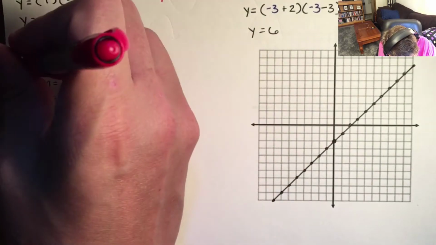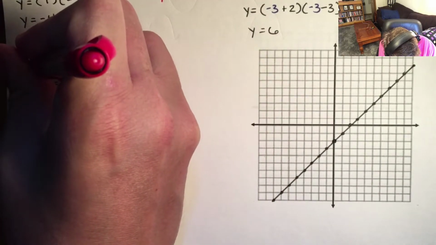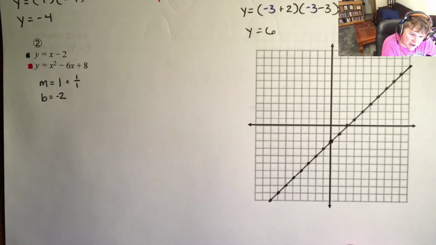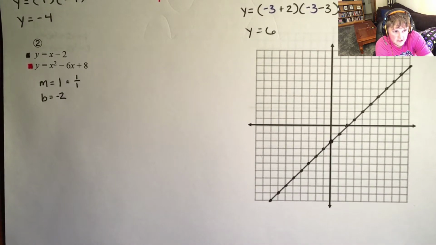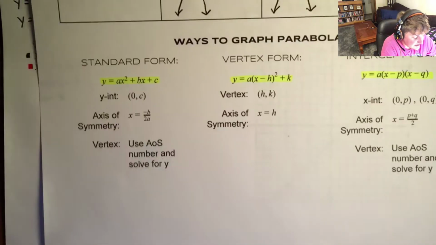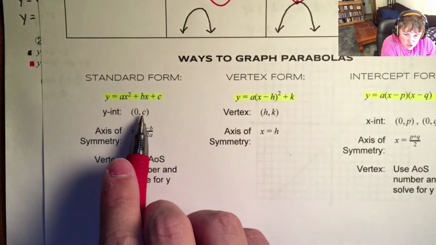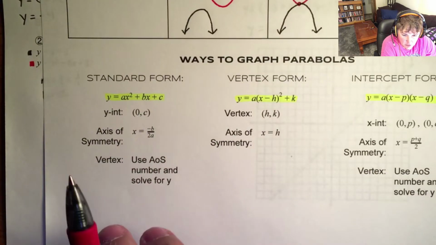Okay, so let's go ahead and do the bottom one. Bottom one will be done in red. Okay, so this is in red. It's in standard form. So when I take my sheet here and I look at standard form, really the only information you get is the y-intercept. The rest you kind of have to work for.